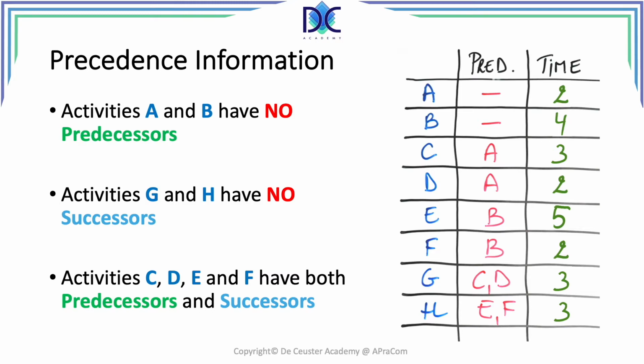When we look further in the table, we also find two special activities, G and H, because they do not have any successors, and it means that when both of these activities are completed, the project is finished. We also have the remaining activities, C, D, and E, that have both successors and predecessors. Basically, it is important to identify the activities without predecessors because we will start the precedence diagram from here.